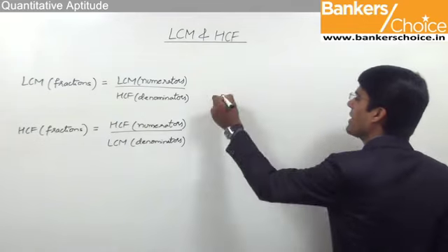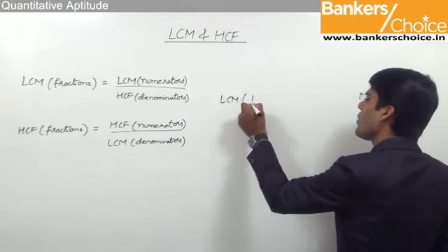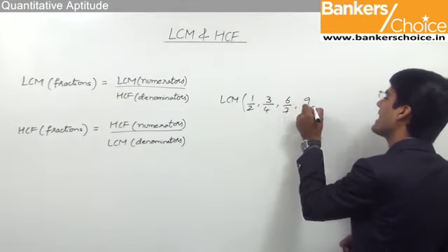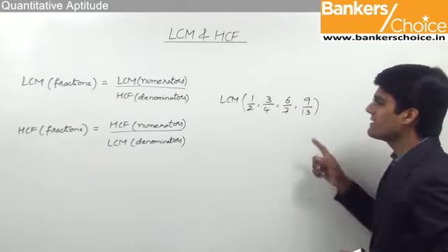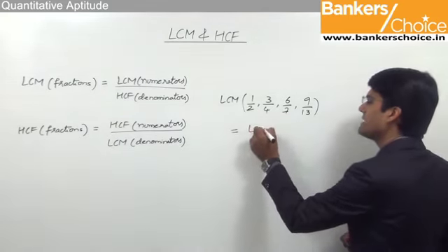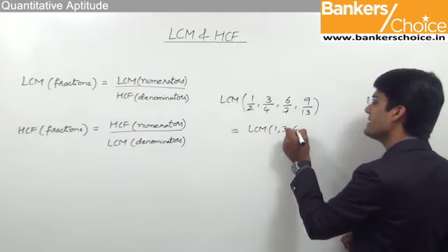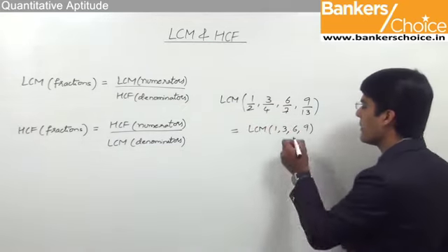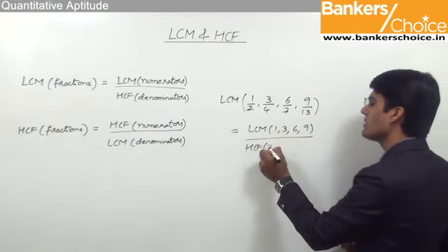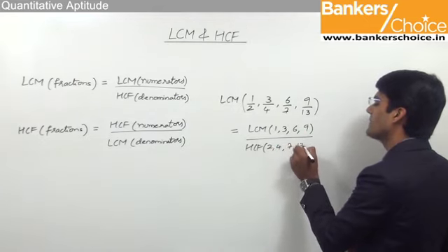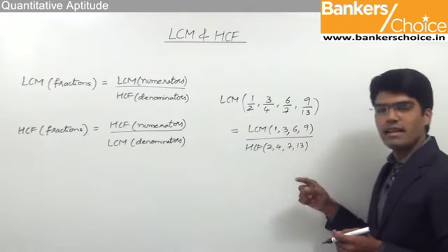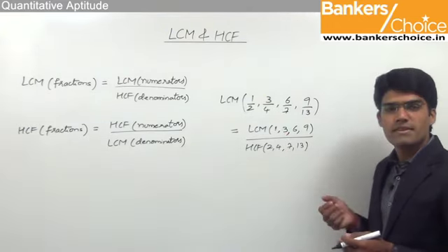Let's say we have to find out the LCM of the fractions 1 by 2, 3 by 4, 6 by 7 and 9 by 30. Now, as discussed, LCM of fractions is nothing but LCM of the numerators, that is LCM of 1, 3, 6 and 9, divided by HCF of all the denominators. All the denominators here are 2, 4, 7 and 30. So to find out the answer, we need to take the LCM of 1, 3, 6 and 9 divided by the HCF of 2, 4, 7 and 13.